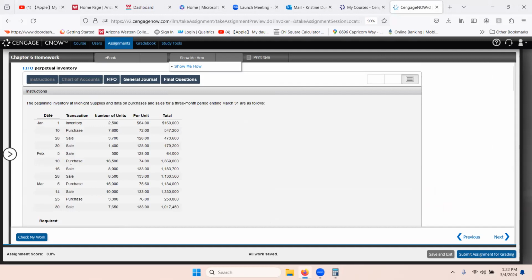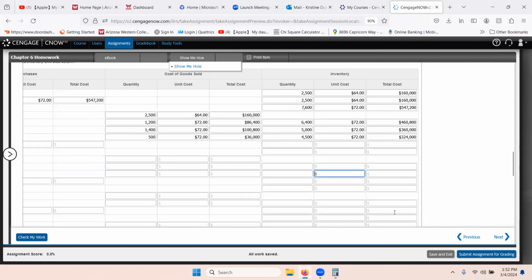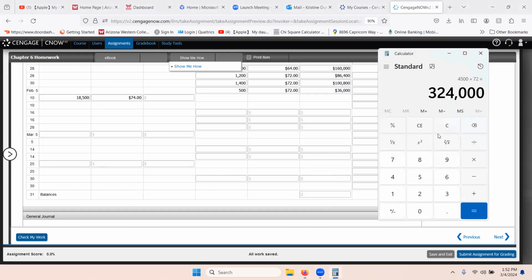Okay, coming up here. We're going to have this one right here. We purchased 18,500 units at 74. Okay. I can go in here. Let's find out how much that is. $1,369.